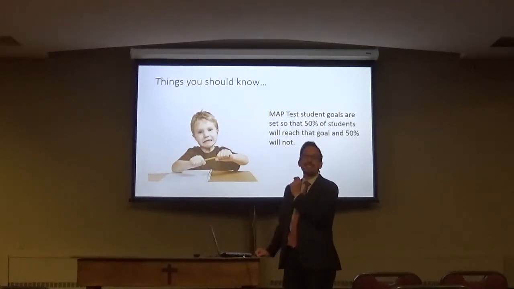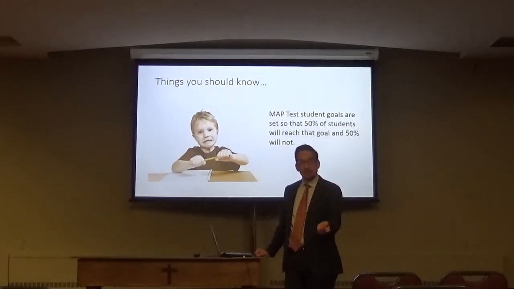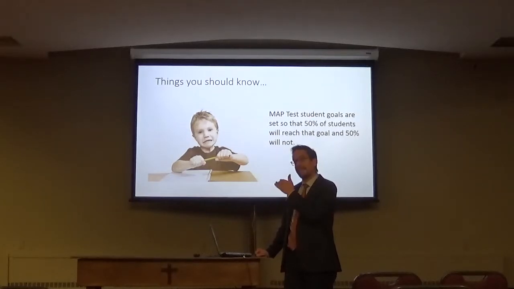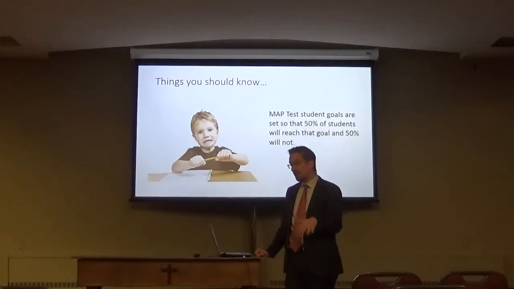but that also means that 50% of the students perhaps aren't going to meet that goal. And again, if you get a January report and then a May report, you as parents shouldn't freak out because your child didn't meet their goal, because again, if we're a statistically average school, half the students in our school should not be able to reach that goal. That's just the way the test is designed.